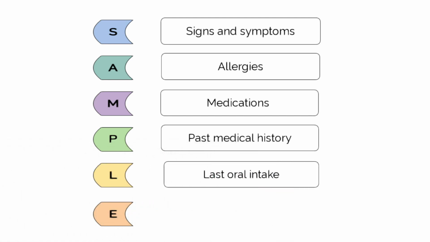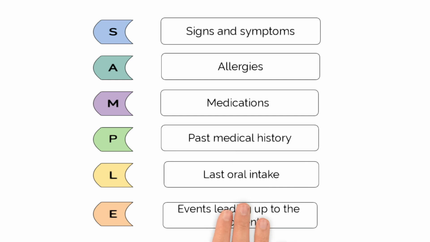Last oral intake. What was the patient's last oral intake? This could be food, fluids, or medications. Events leading up to the incident. What happened before calling for help?